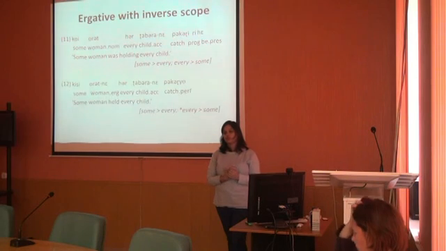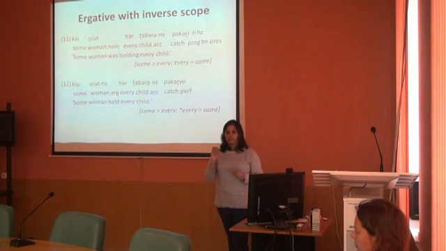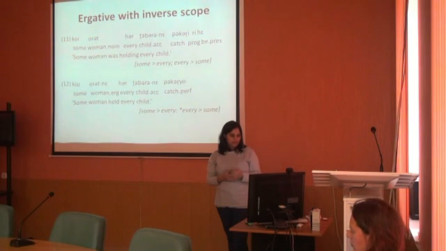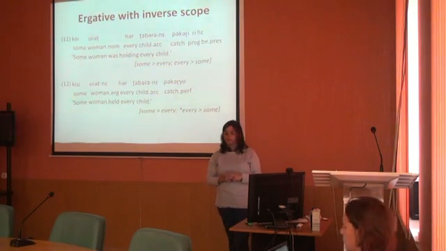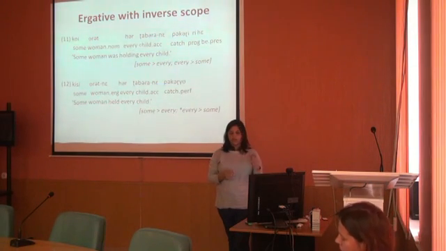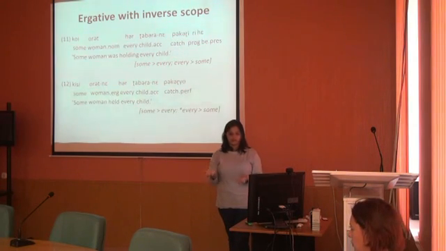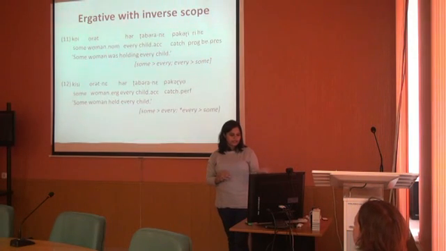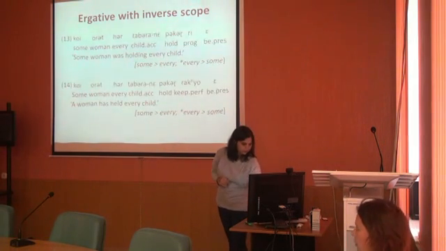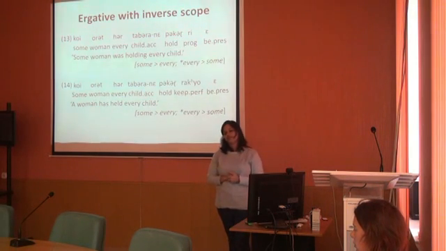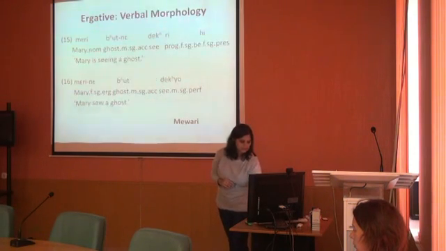With inverse scope, Anand and Nevins say that for the subject to take scope over the object, the argument has to agree with T. So in case of Mewari, कोई औरत हर टाबरा ने पकड़ी ली है, which means some woman was holding every child. We can see that the nominative subject can have surface scope and inverse scope also. In 12th, किसी औरत ने हर टाबरा ने पकड़ा, there cannot be a wide scope. In case of Marwari, unfortunately, this diagnostic did not work. My informants did not utilize wide scope in these constructions.